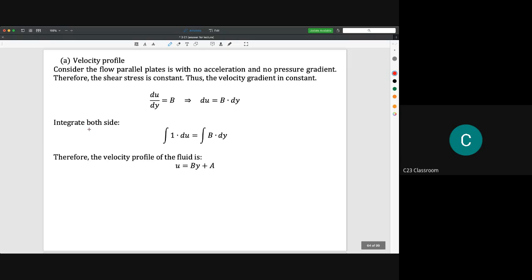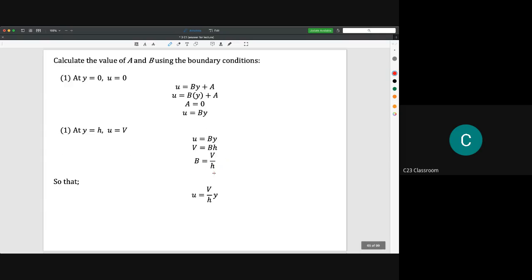Okay, so you could have this one. This is the velocity profile, and you know how to solve this one. You have B and A here as the unknowns, so we try to get the values of B and A using the boundary conditions. We substitute y = 0, u = 0, and y = h, u = capital V. Finally, you will get this final equation: u = V/h times y.